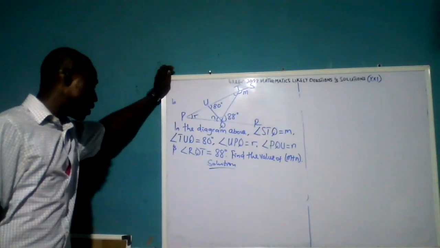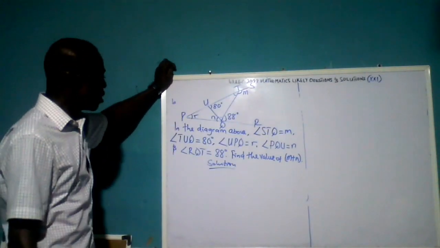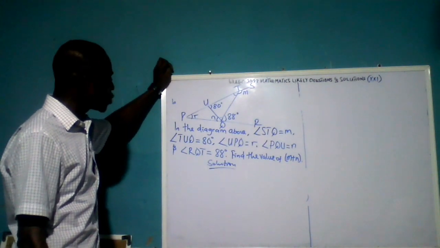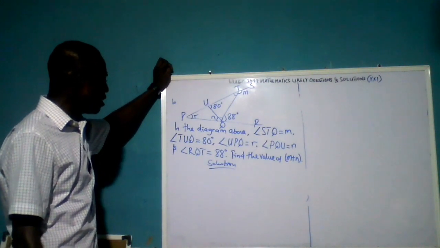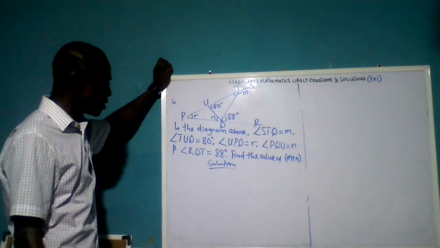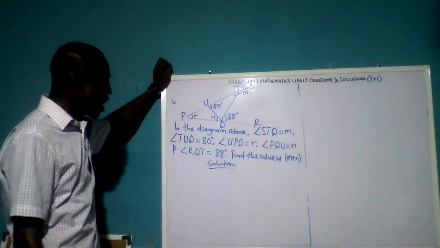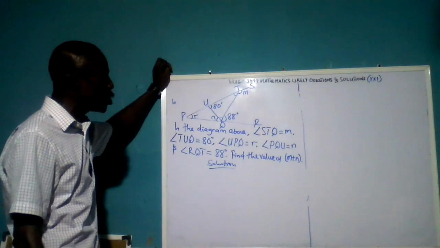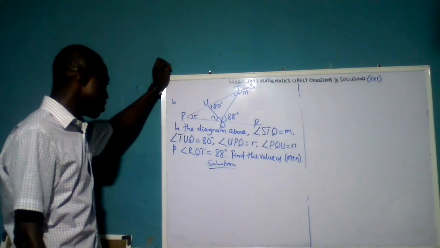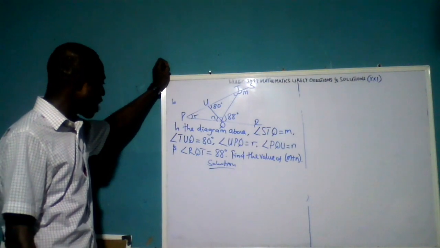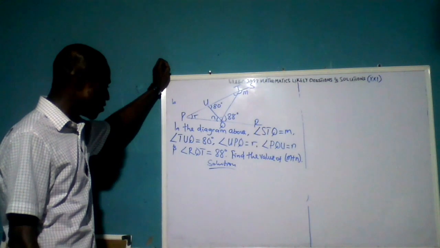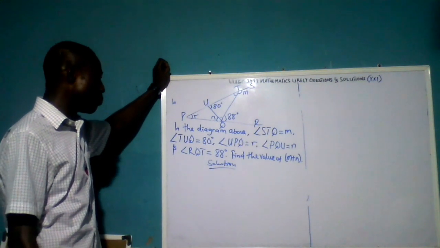Now let's take question number 1 as it is stated on the board. In the diagram above, the angle enclosed by STQ at T equals M, and the angle enclosed by TUQ at U equals 80 degrees. Sorry, the angle enclosed by UPQ at P equals R, and the angle enclosed by PQU at Q equals A, and the angle enclosed by RQT at Q is equal to 88 degrees. And we have to find the value of M plus N.